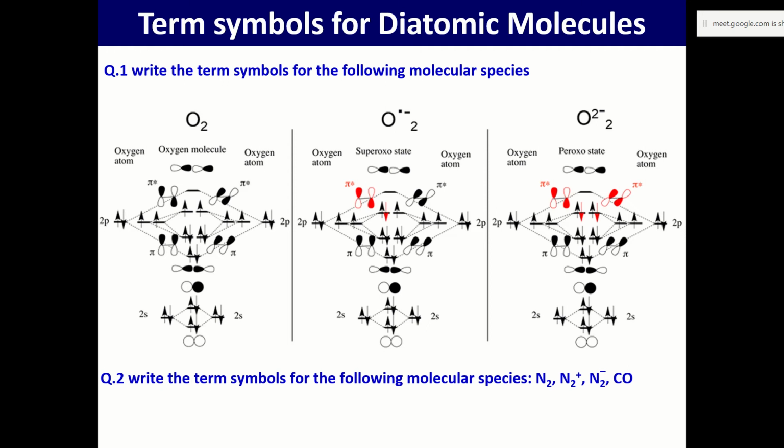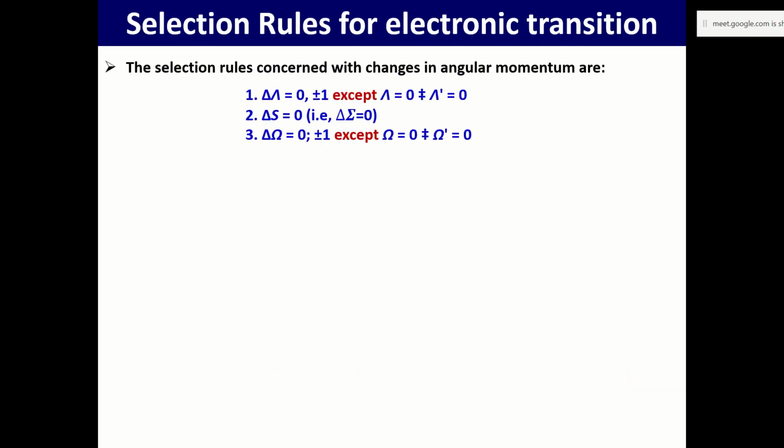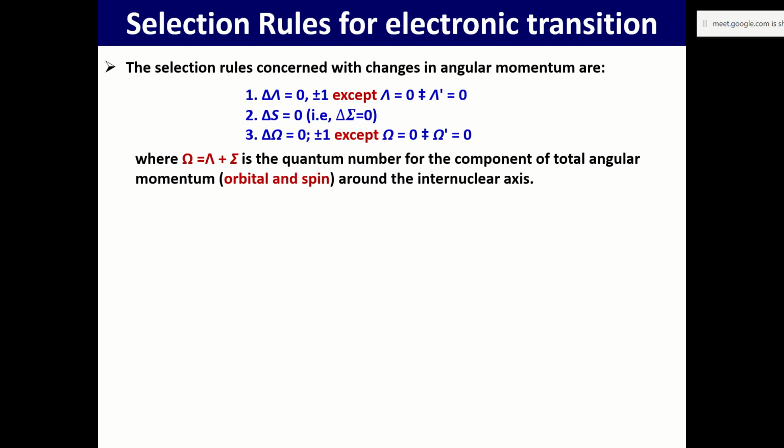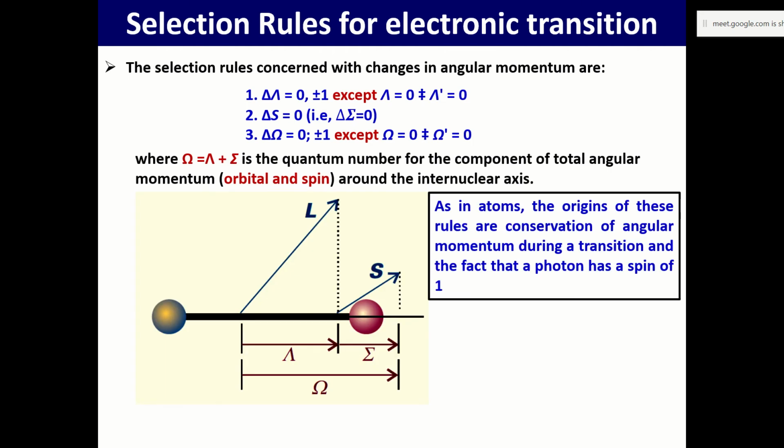So that was the assignment. After that we had a detailed discussion in the last two classes about the selection rules, the conservation of angular momentum, including the photon's angular momentum, which gives us three rules. These three rules are on screen: change in orbital angular momentum, change in spin angular momentum, and change in the total angular momentum. All three are governed by the rules as given here.